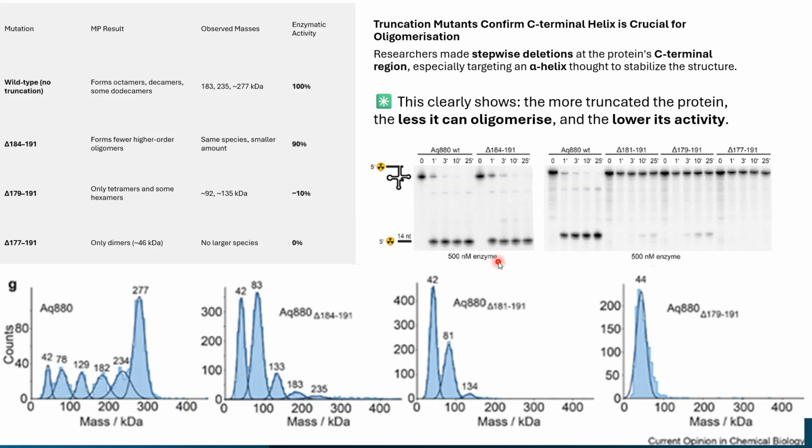So in this way, mass photometry can detect the oligomeric state, and thus it can also be useful to determine changes in activity, including lower activity.